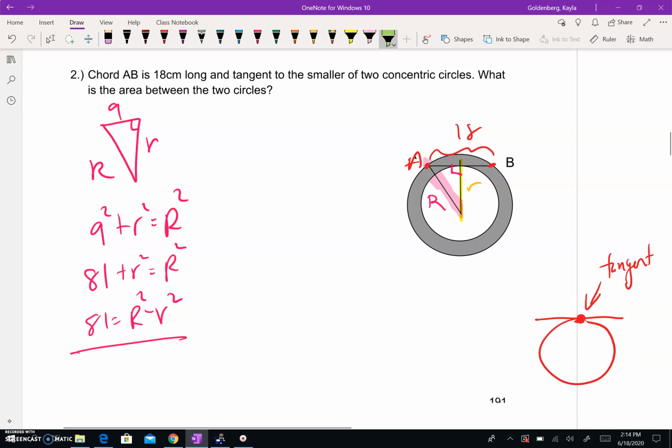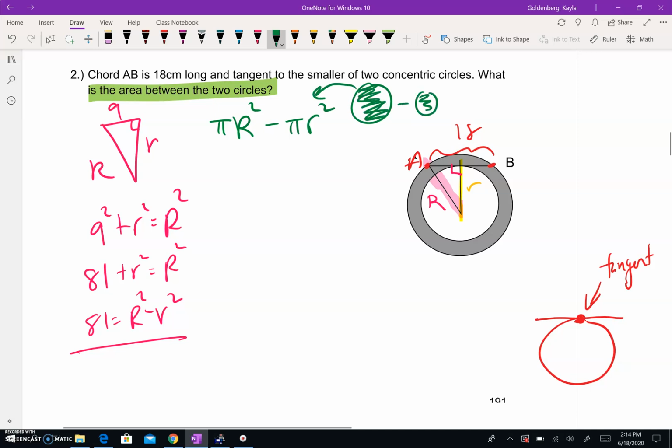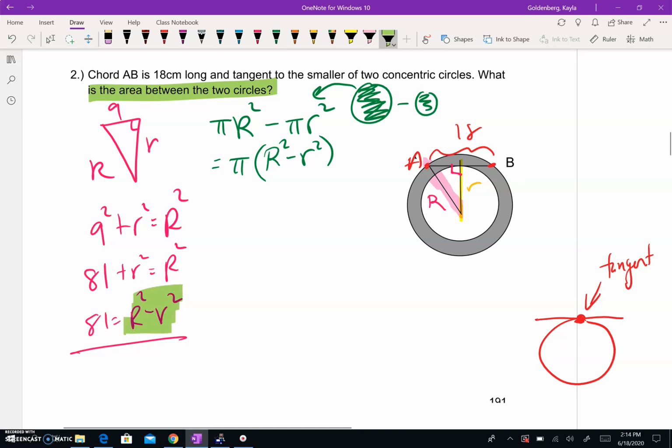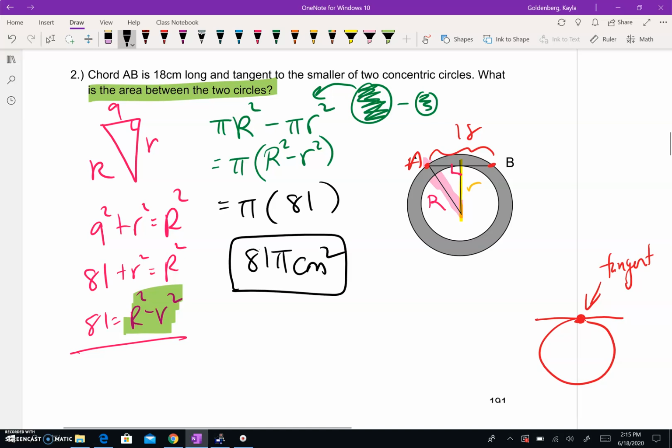The key is that we are looking for the area between the two circles. So that's pi R squared for the big circle minus pi r squared for the little circle, because remember, we're using our area of a circle formula, pi r squared, and we're subtracting them. If I take out a greatest common factor of pi, I can rewrite this in this fashion, which is really nice because big R squared minus little r squared is what I know already. So I'm going to substitute in 81. Your answer is 81 pi centimeters squared.